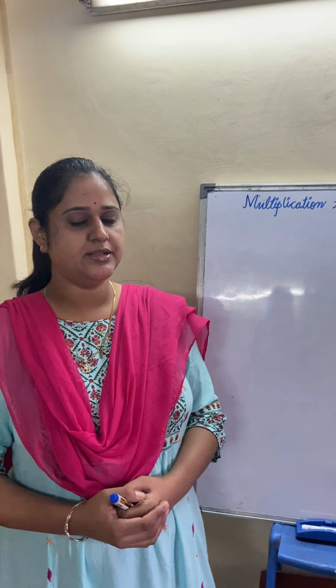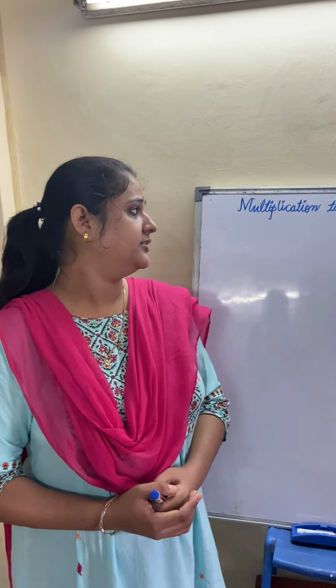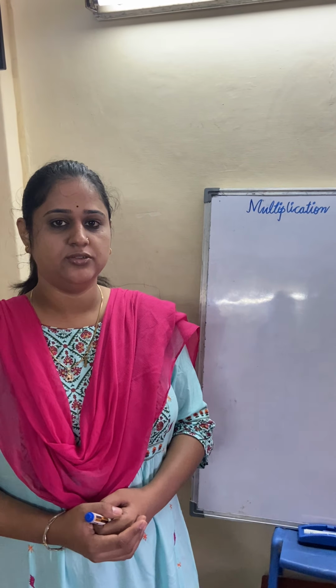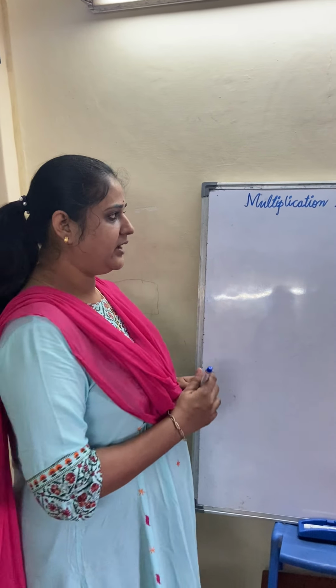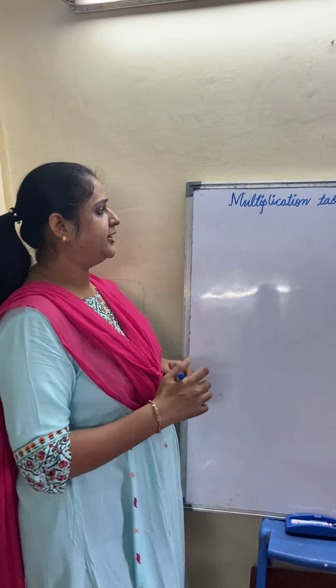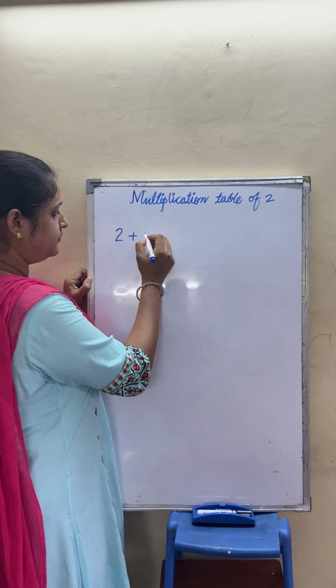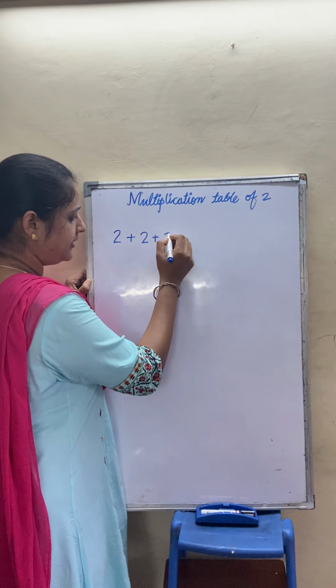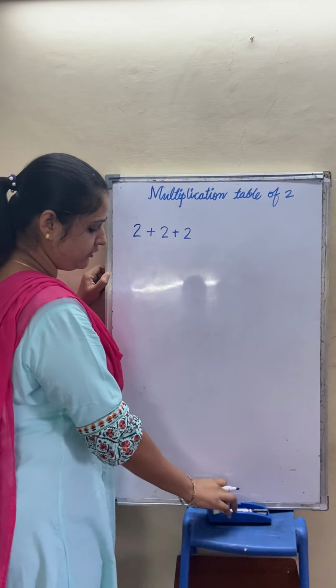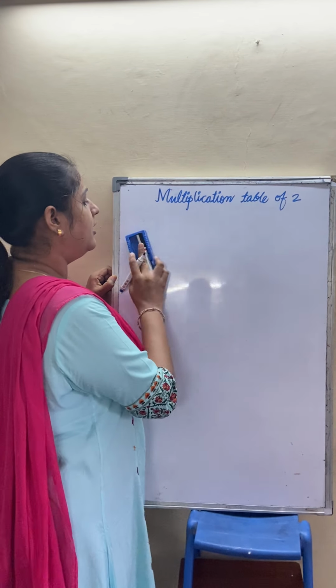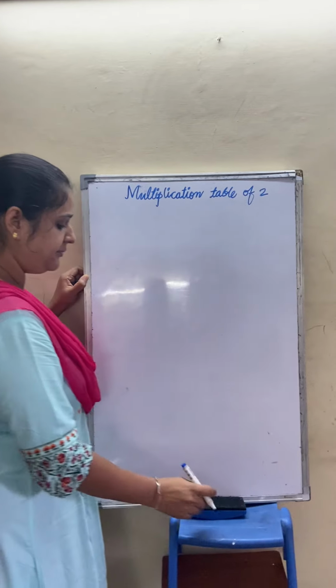What is a multiplication table? A multiplication table is a repeated addition of the same number. Suppose we are going to write the multiplication table of 2, then we are going to write 2 plus 2 plus 2. Means if we are adding the same number again and again, it is called repetitive addition. Now why are we learning the multiplication table?